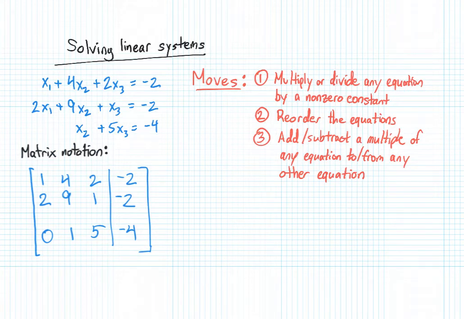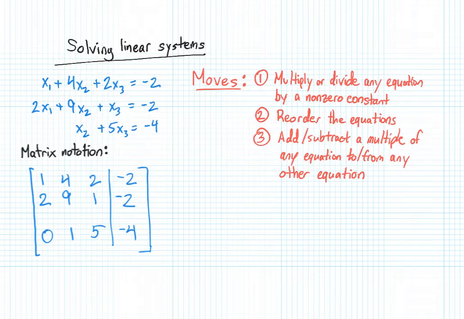You can see that what I've done here is basically I'm not writing out x1, x2, x3 anymore. I'm just writing out the coefficients. So because it's 1 times x1 plus 4 times x2 plus 2 times x3, there's a 1, 4, 2. And then the minus 2 represents the right-hand side of the equation. And you can see that there's a little vertical line there that divides the left side of the equation from the right side of the equation.